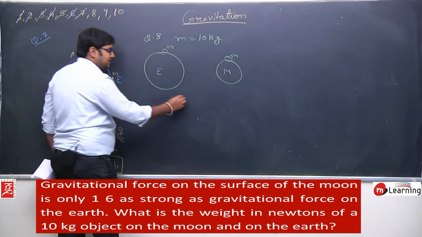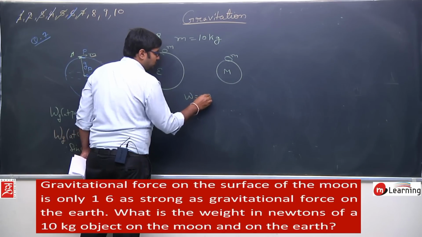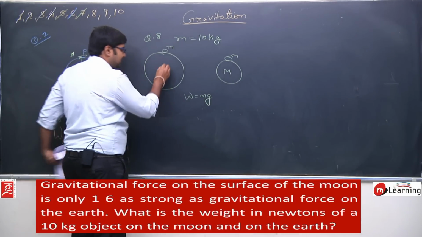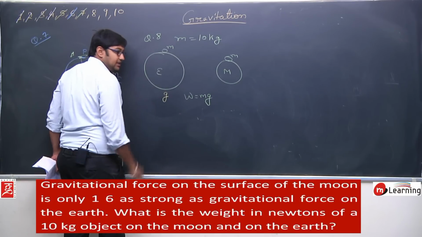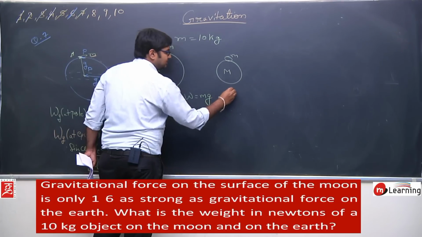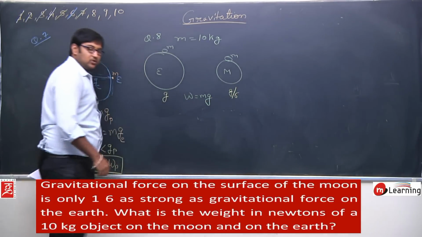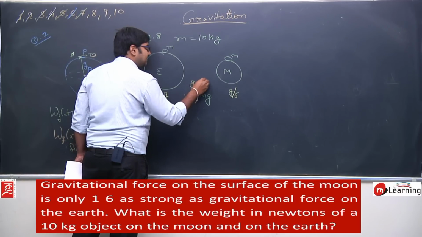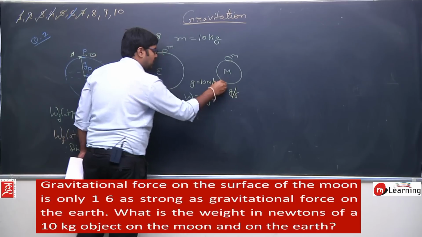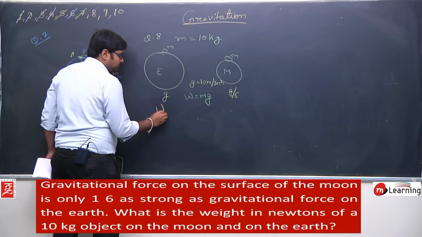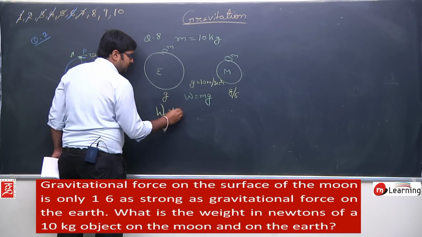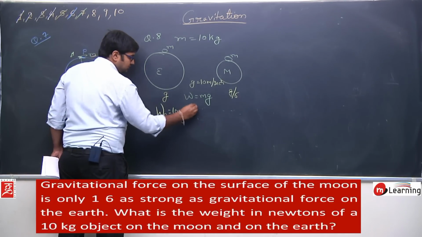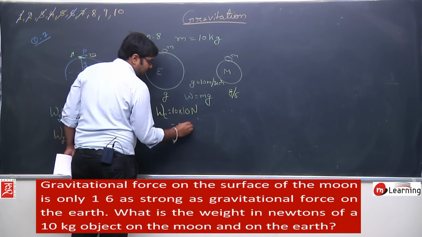We can see the weight is equal to mass into acceleration due to gravity. Acceleration due to gravity on earth is g and acceleration due to gravity on moon is g upon 6. For practical purposes, let us consider that g is 10 meters per second square. So the weight of this object on earth will be mass 10 into gravitational acceleration 10, that is 100 newtons.